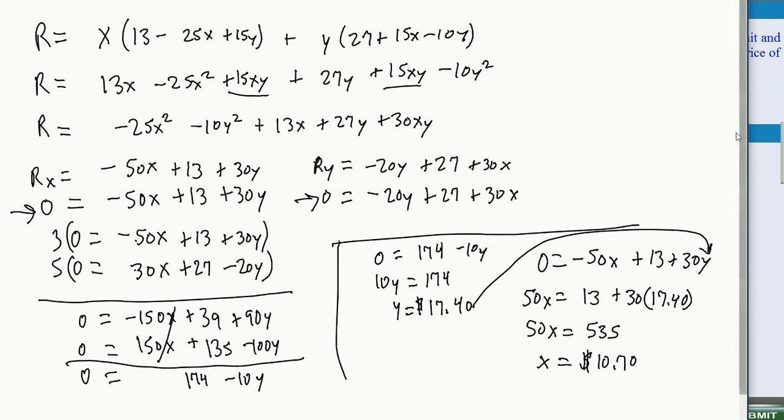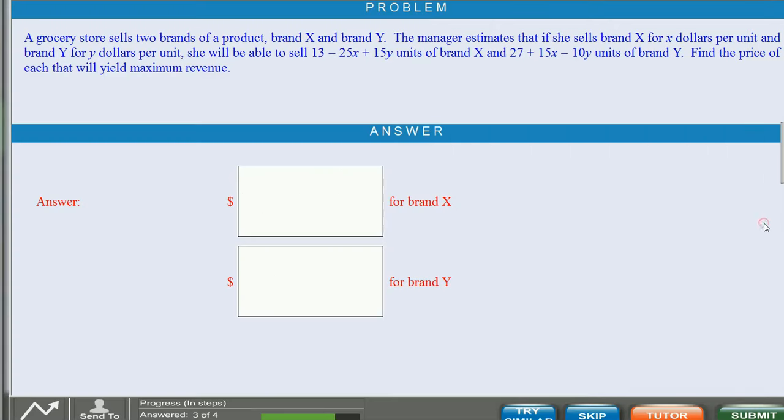All right, so there we go. So our y was $17.40, our x was $10.70. So for brand X, again, $10.70. For brand Y, $17.40.